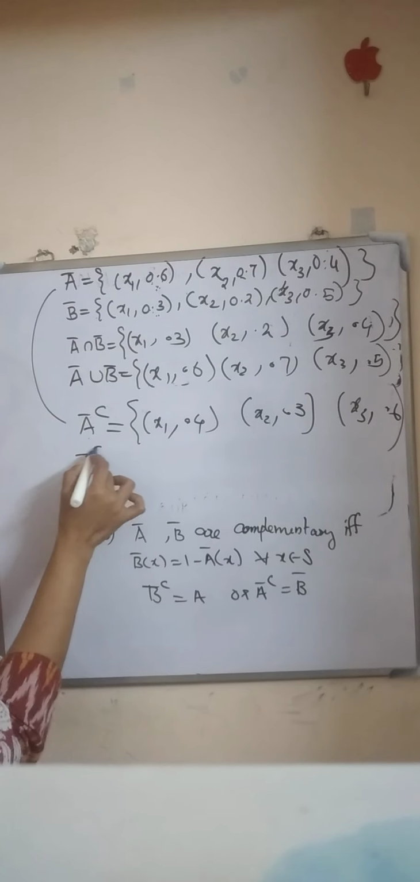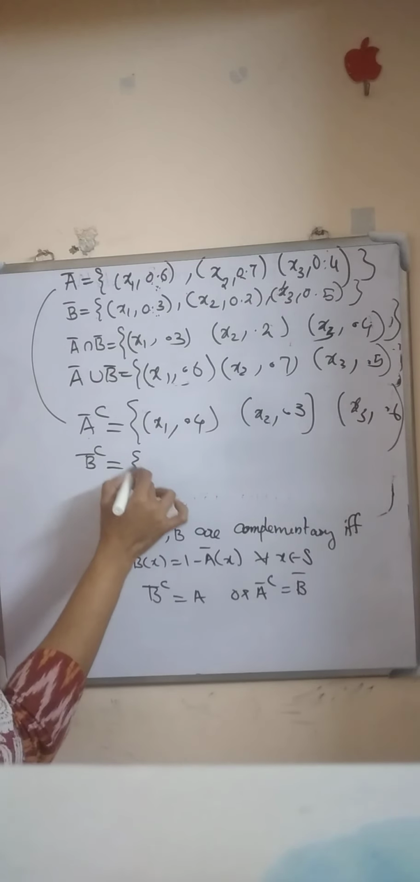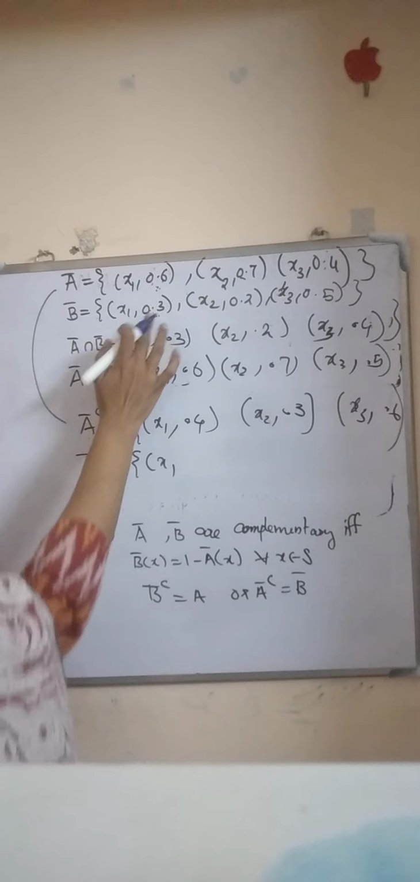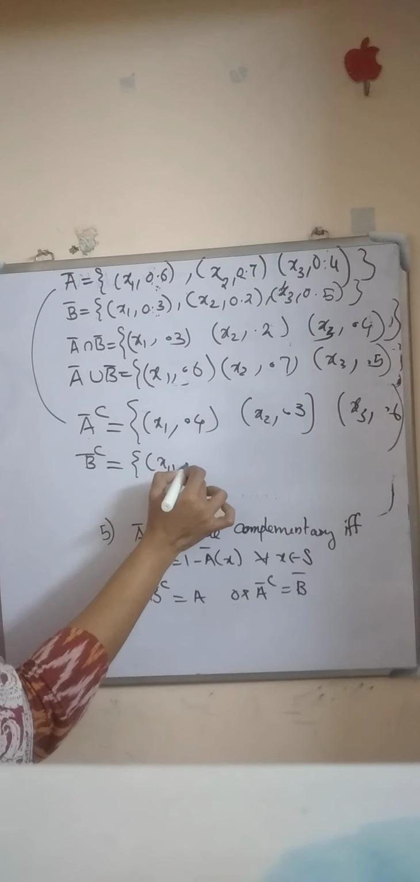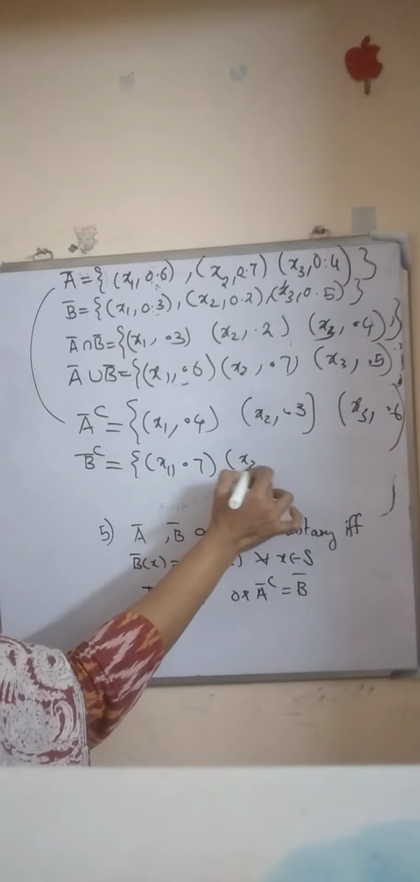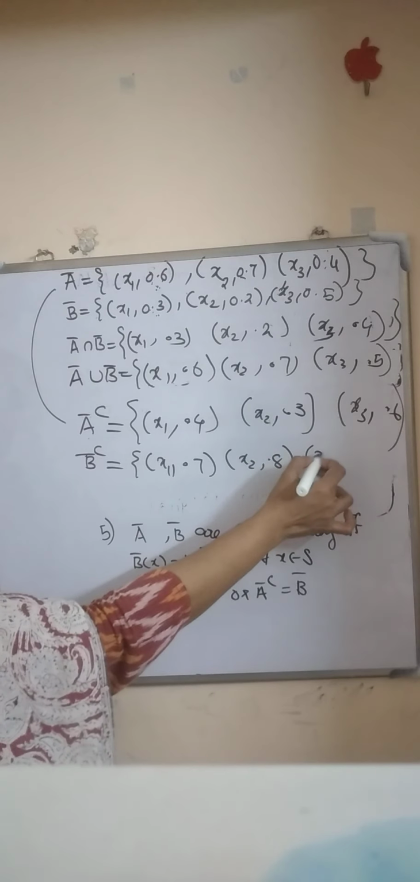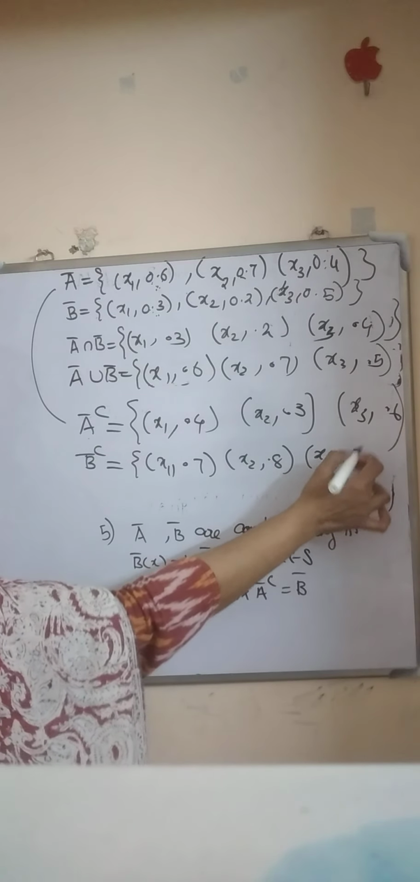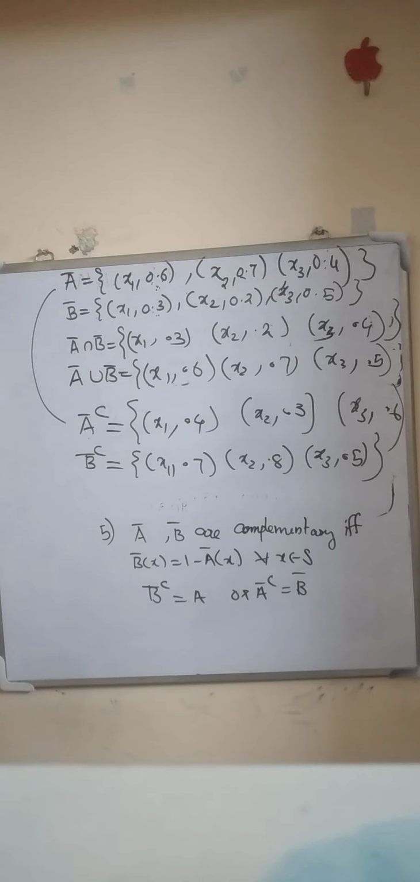Then we find B bar complement. The set of ordered pairs (x1, 0.7), since here it is 0.3, (x2, 0.8) and (x3, 0.5). Okay, that is B bar complement.